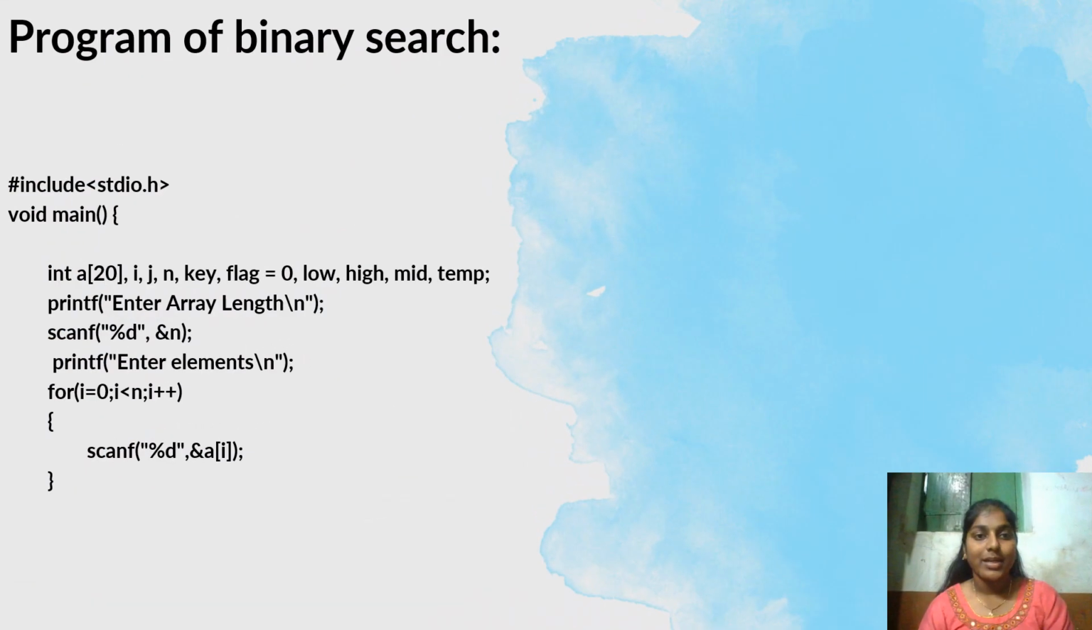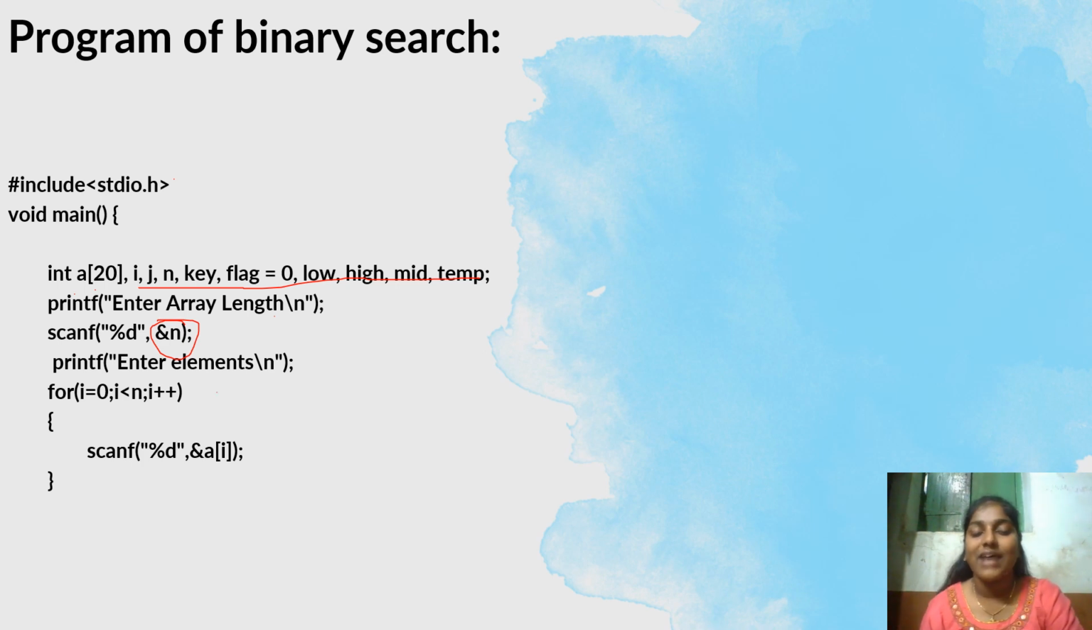So let us move towards the program of binary search. I'm going to explain the program of binary search. Here we have defined the libraries and main method. We have taken an array of size 20 and declared the variables which we are going to use in the program. In the first line we have asked for the array length, meaning how many elements we want to enter.